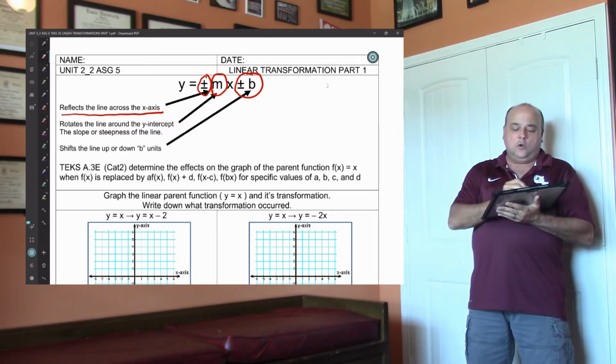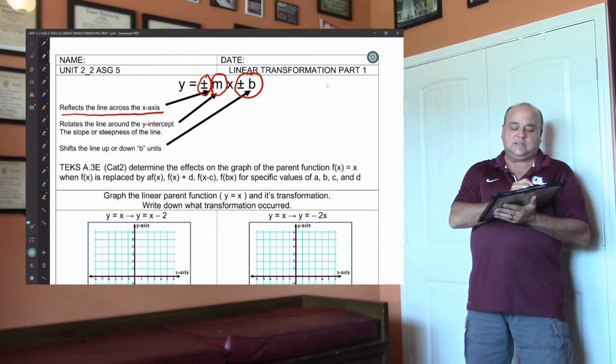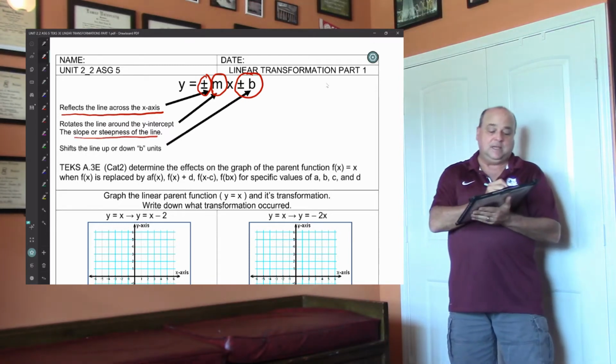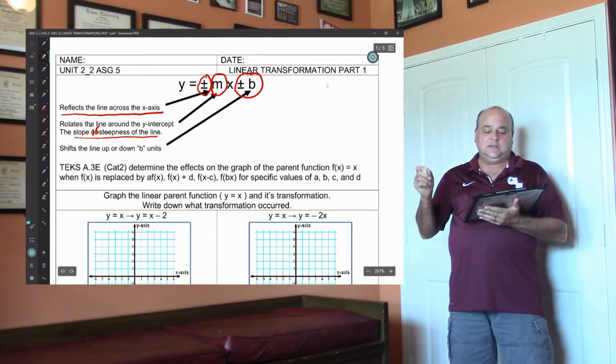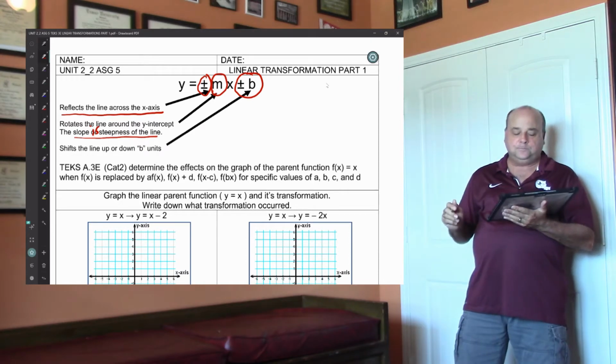Okay, the slope is going to rotate the line around the y-intercept. The slope is the steepness of the line. So it's going to make it more steep or less steep, okay?